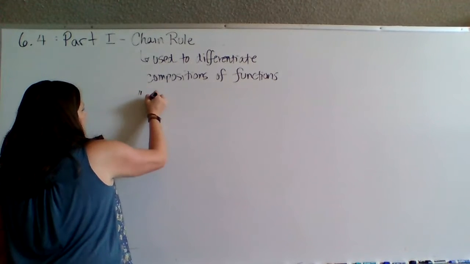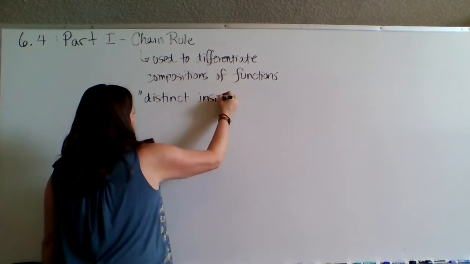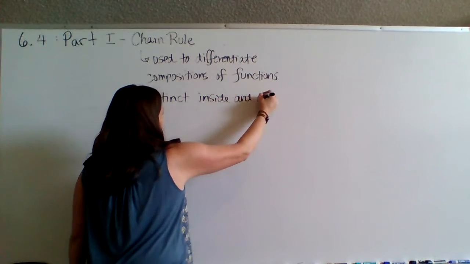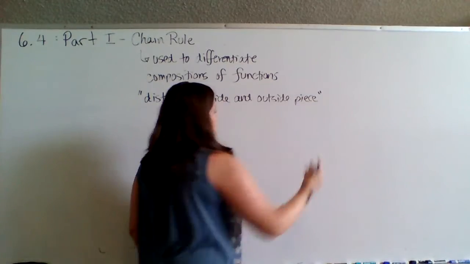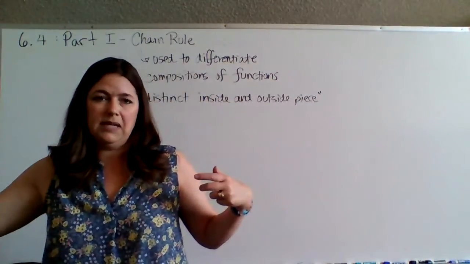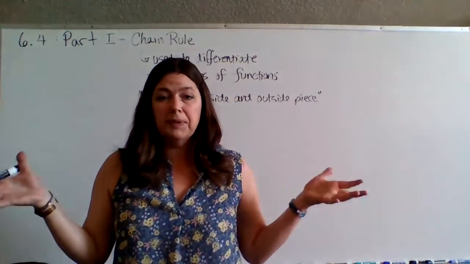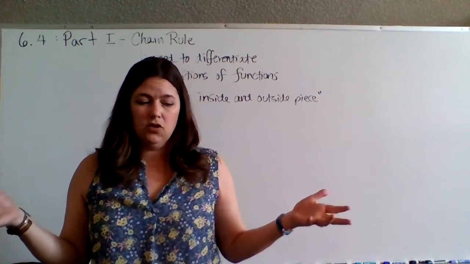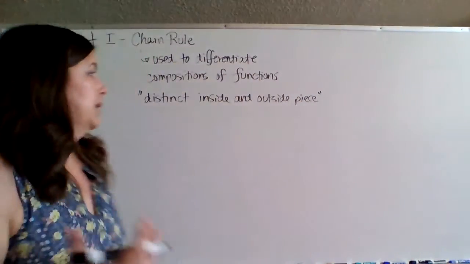So if you have a distinct inside and outside piece that you could decompose and go, oh, if I made this my f of x inside piece and I made this my g of x outside piece and I composed them, g of f of x, I would get back to the more complicated rule. That's when you have a composition of functions. And that's where chain rule needs to be applied.